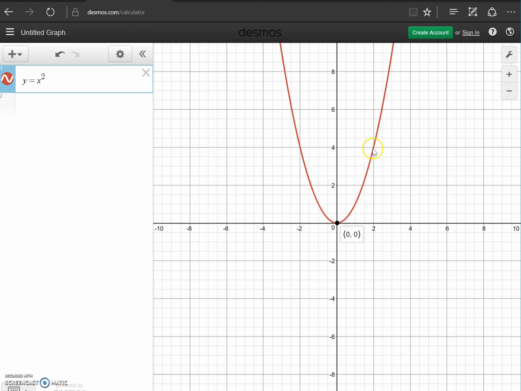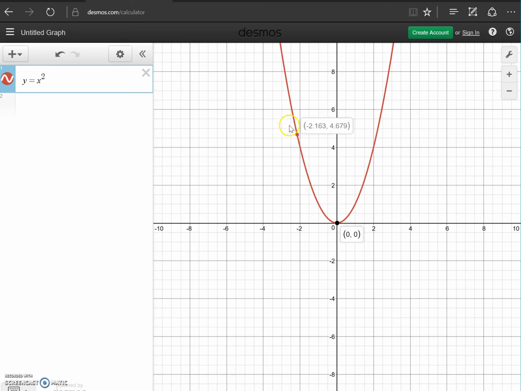Notice this point right here. Let me highlight it there. The point there is 2, 4. That means that x is 2, so we plug 2 in here, and 2 squared just becomes 4, and so we end up with this point on the graph. And if we continue to do that, then we get all these points that you see here, and it's just the x value again being squared.